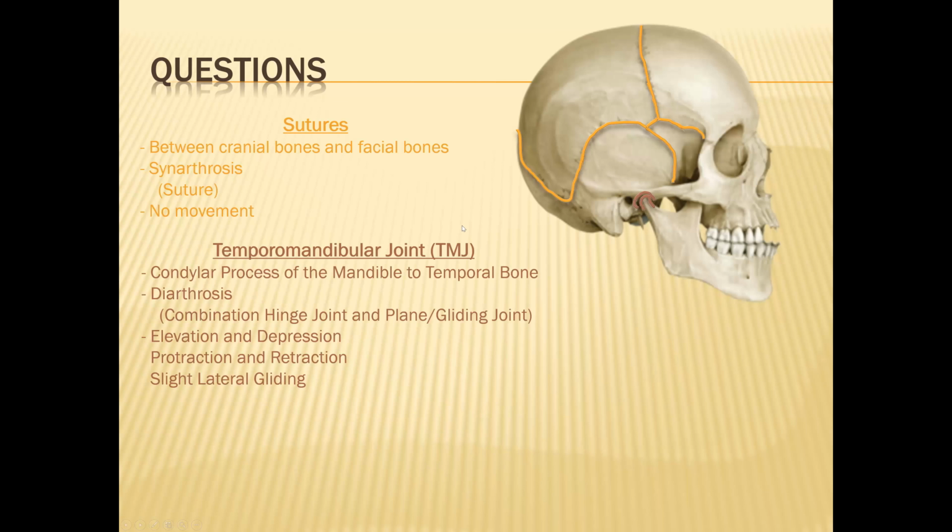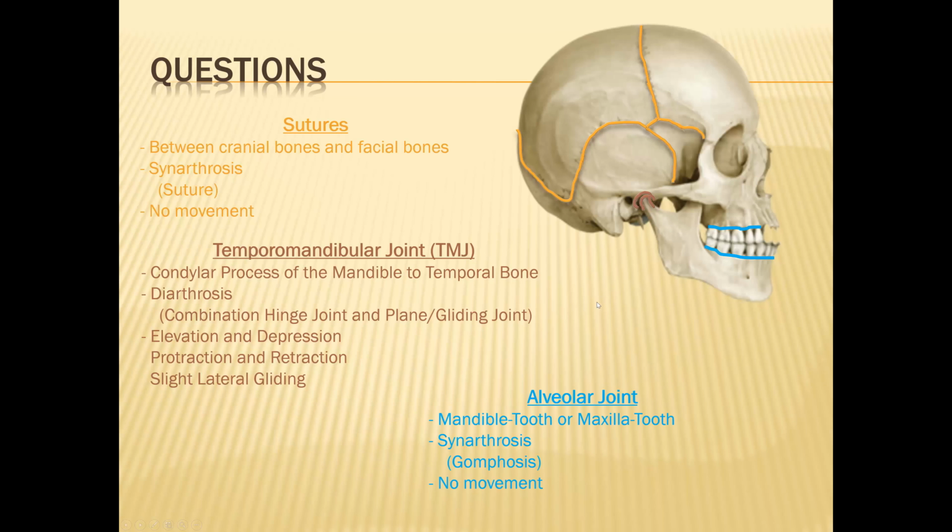We can also see the temporomandibular joint, abbreviated TMJ, and that is outlined here in brown. This is between the condylar process of the mandible and the temporal bone. This is a synovial joint, or a diarthrosis, and this is a combination hinge joint and plain gliding joint. So this allows your lower jaw to elevate and depress, also to protract and retract, and then some slight lateral gliding, so you can move your jaw a little bit left to right. And then you can review these different movements by going back to the lecture video.